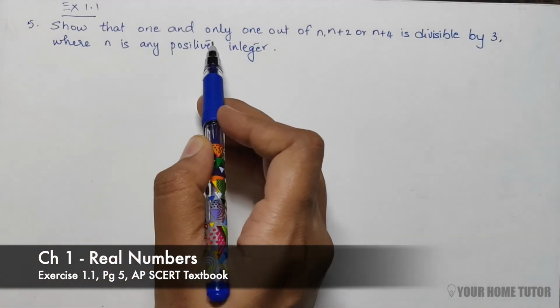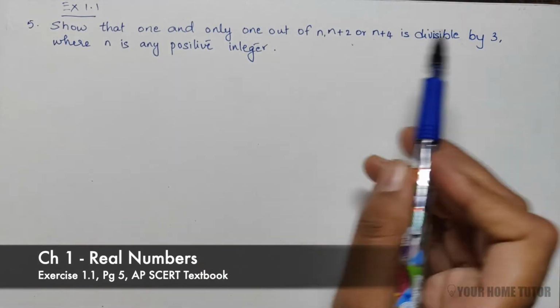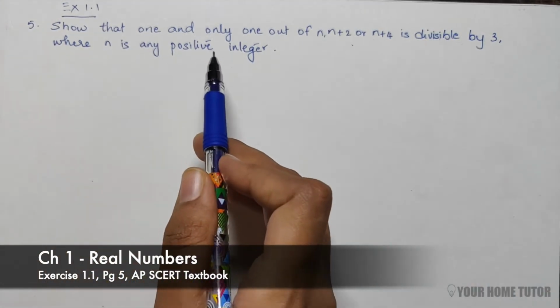Show that one and only one out of n, n+2 or n+4 is divisible by 3 where n is any positive integer.